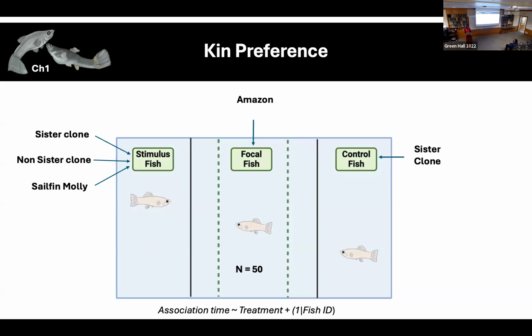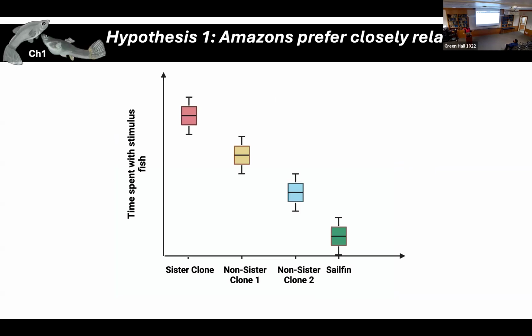So my predictions were hypothesis 1, Amazons prefer to hang out with closely related kin. And this was supported by previous studies, and it was something that I was trying to replicate. So what I expect is on the y-axis, we have time spent with the stimulus fish. And on the x-axis, we have the various treatments. So I expect that she wants to hang out the most with her sister clone and least with the sailfin, who she is not that related to.